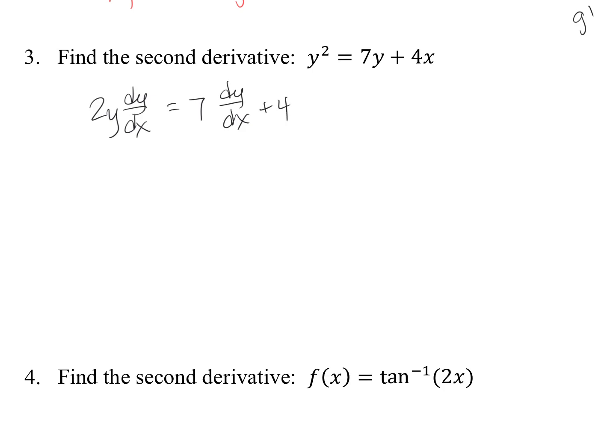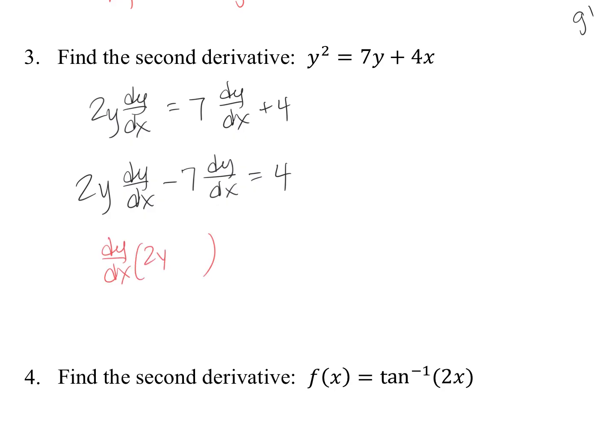Beautiful. If they wanted the second derivative, in my opinion, it is much easier to get our first derivative by itself. Who could talk me through getting dy/dx all on one side, by itself? He said, I'm going to subtract my 7 dy/dx. Then I'm going to factor out that dy/dx, and what's left? Yes. And then you're going to divide by it: 4 over 2y minus 7.